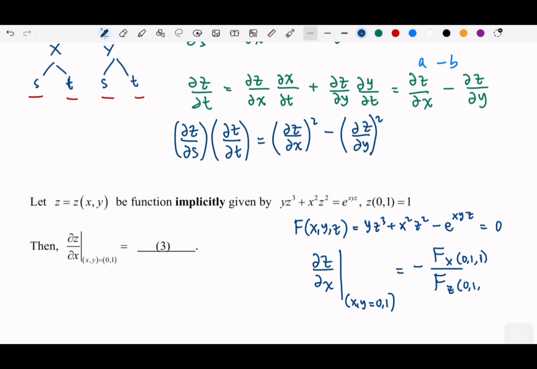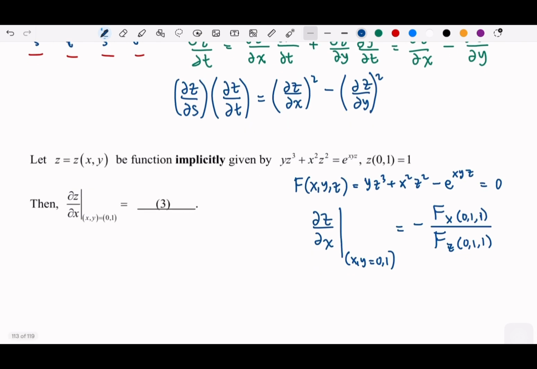This is also the same. Or you can write directly, taking the limit. Okay, let's take a break for a while.